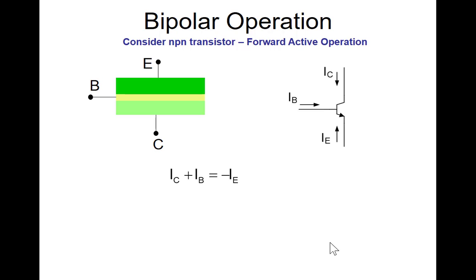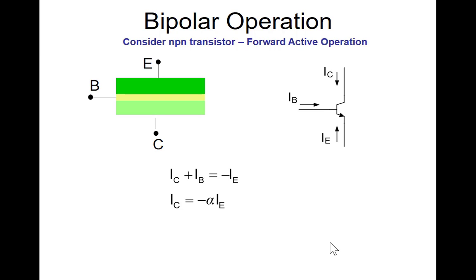We can model the emitter current and the collector current, the emitter current and the base current, or the collector current and the base current. And then we get the other current by Kirchhoff's current law. So the collector current plus the base current is equal to the negative of the emitter current, where I'm using the convention that the current is defined to be the current flowing into that corresponding node.